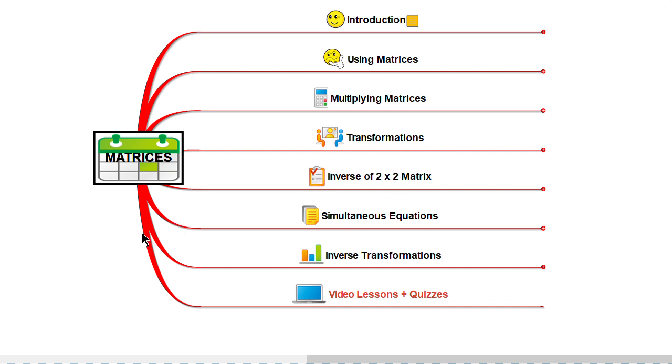Now, the same thing that I'm saying about mathematics, you can use mind maps on any other subject you're studying: English, sciences, sociology, whatever. You can create your own mind maps.